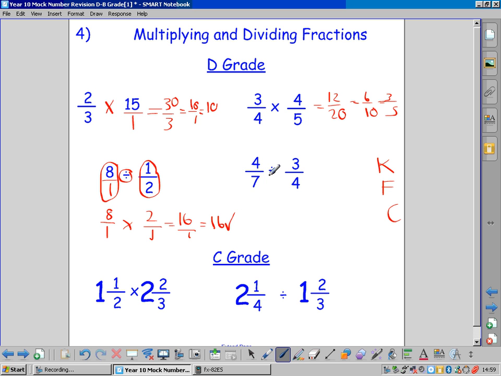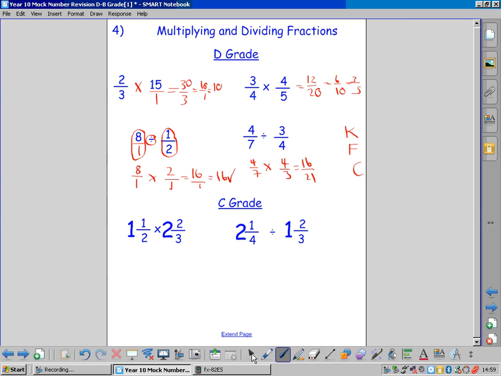4/7 divided by 3/4. It's division, KFC. Keep the first one. Change the second one, flip it over. Flip the second one. Change the sign to a times. Multiply across. 4 times 4 is 16. 7 times 3 is 21. The answer is 16 over 21.